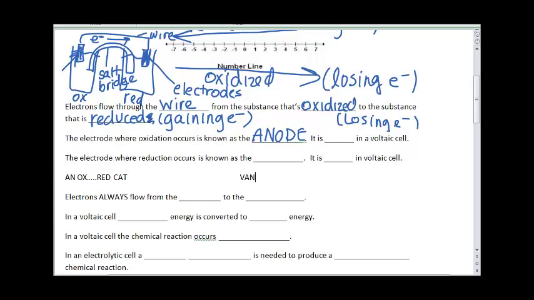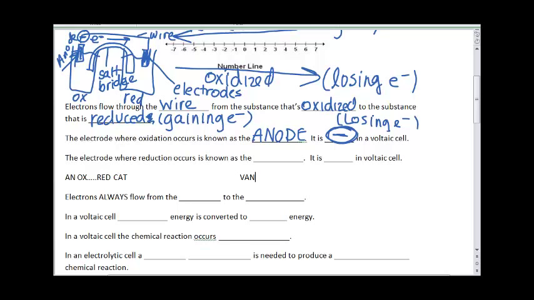Okay? And in a voltaic cell, which is a battery, the anode is negative. Okay? And we have a couple little mnemonics to help us remember this. So this electrode where oxidation occurs, that is known as the anode. And just like an anion is negative, the anode is negative. It is the source of electrons.